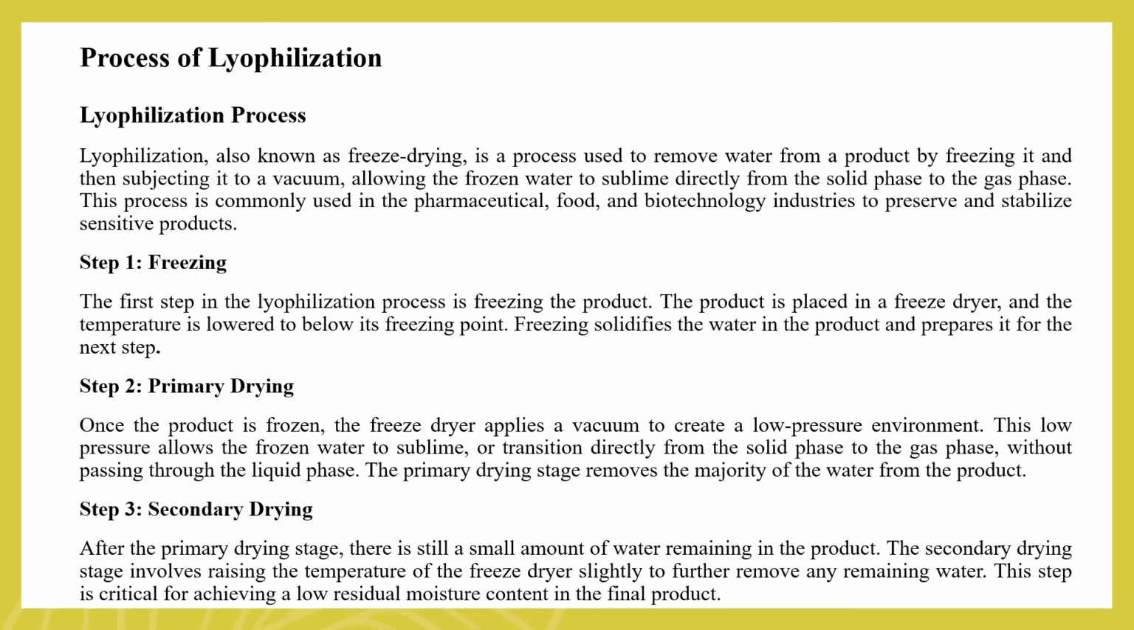The second step is primary drying. Once the product is frozen, the freeze dryer applies a vacuum to create a low pressure environment. This low pressure allows the frozen water to sublime, or transition directly from the solid phase to the gas phase, without passing through the liquid phase. The last step is secondary drying. After the primary drying stage, there is still a small amount of water remaining in the product. So this process involves raising the temperature of the freeze dryer slightly to further remove any remaining water.